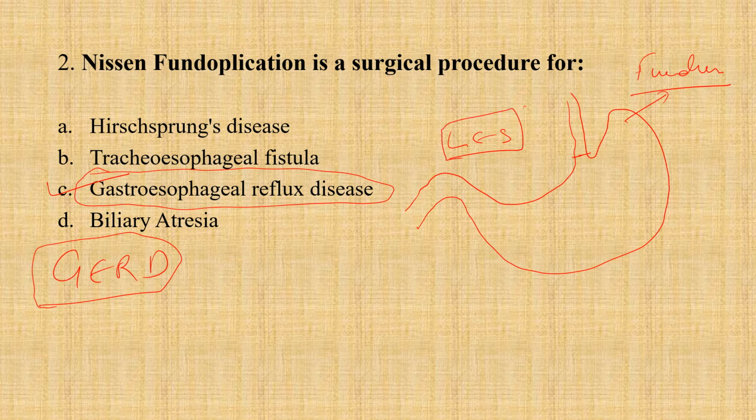And in case of GERD, what happened? Sometimes this esophageal sphincter becomes loose or weakened, or sometimes it keeps opening. So whatever gastric content we have here, it refluxes into the esophagus. So in order to treat that problem, what they did surgically, they wrap this fundus around this esophagus to tighten the esophageal sphincter.